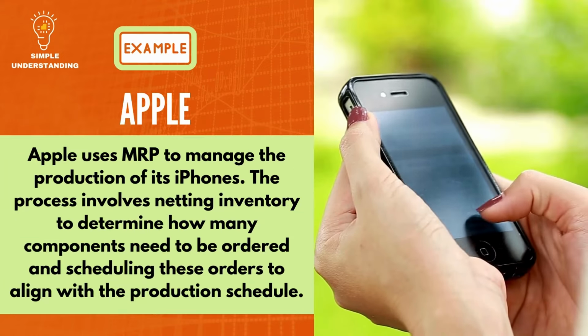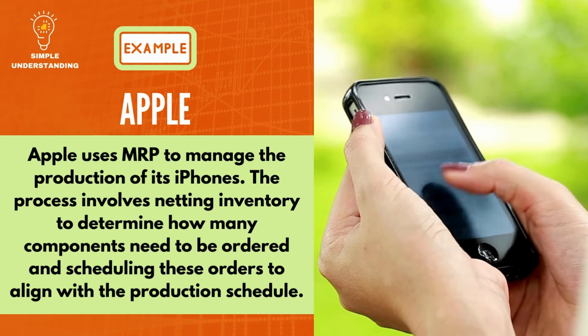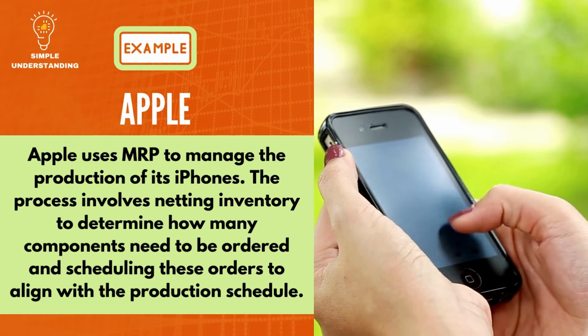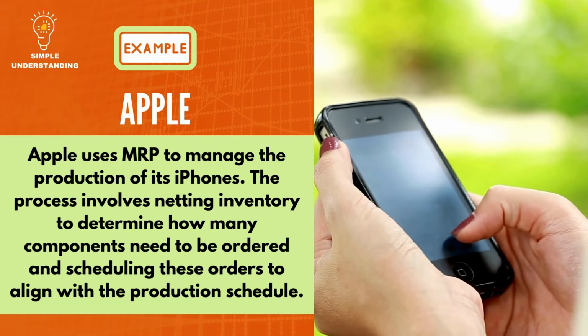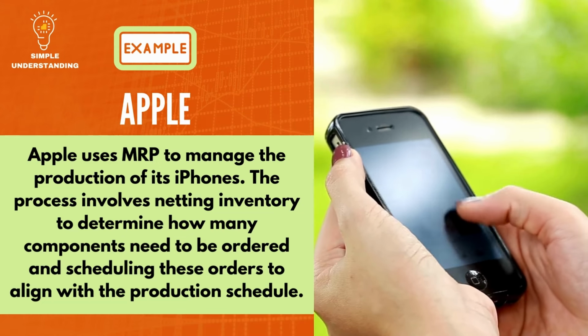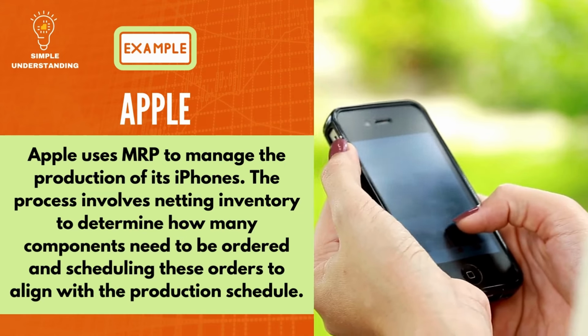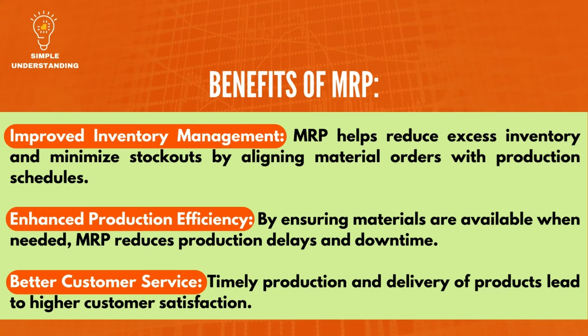Example: Apple. Apple uses MRP to manage the production of its iPhones. The process involves netting inventory to determine how many components need to be ordered and scheduling these orders to align with the production schedule. 3. Benefits of MRP. A. Improved inventory management.